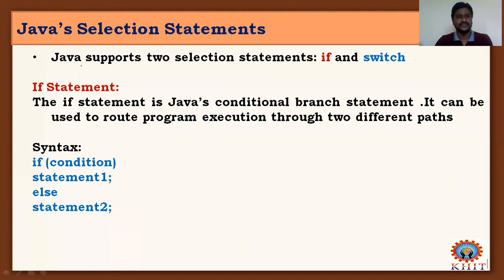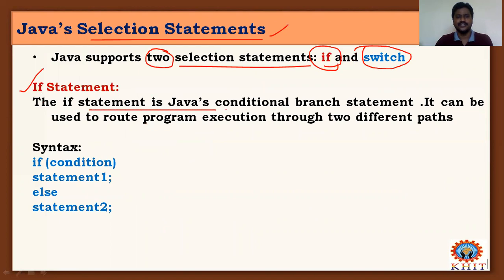Next one, Java selection statements. It supports two types of selection statements: if statement and switch statement. So first we see the first one, if statement. Here the if statement in Java is a conditional branch statement. This statement contains one condition that can be used to route the program execution through two different paths.